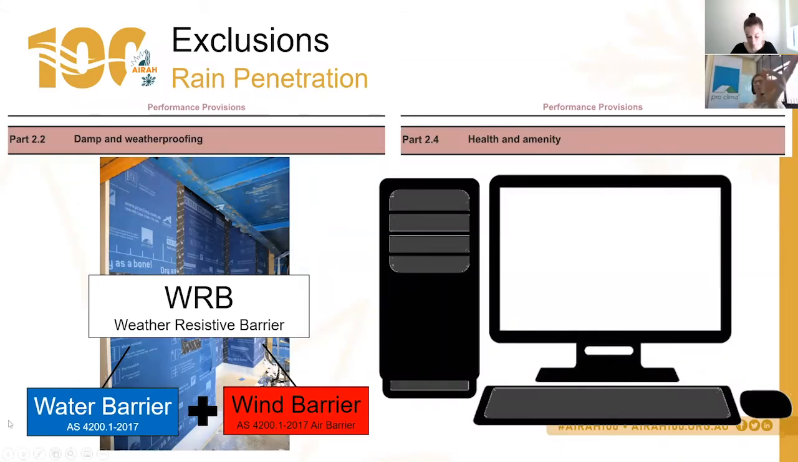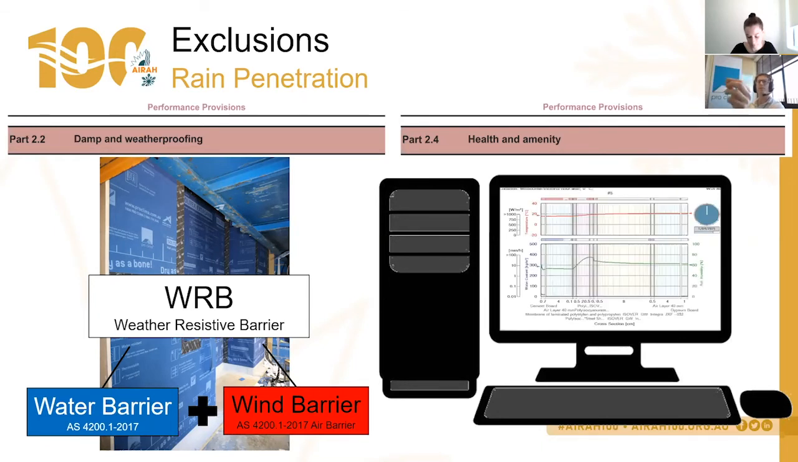Once you've got the system waterproof, then it comes to the point of health and amenity, where really the only way to judge whether a system is going to be durable in the long term and not trap moisture is to do a computational analysis, because we can't build the system and wait 10 years to see if it rots or goes moldy.